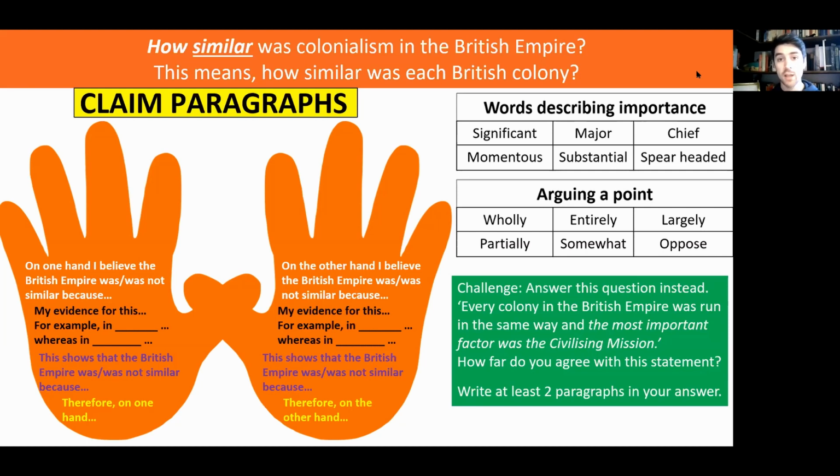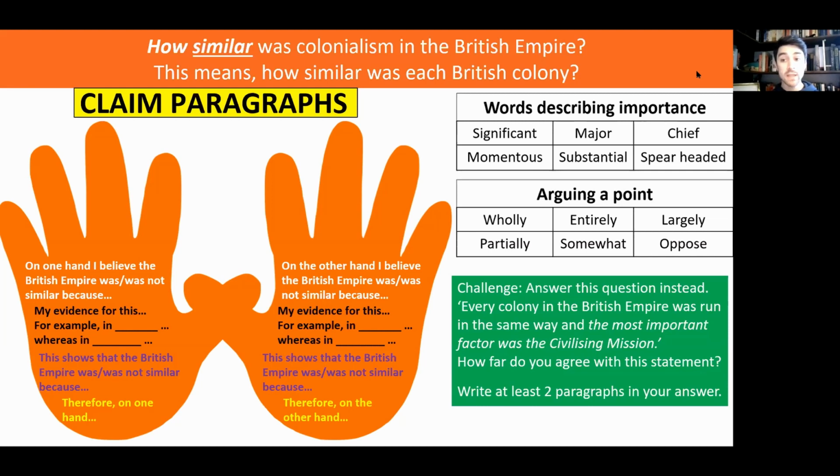Some of you, though, might like to challenge yourself and answer a slightly trickier question. And it's in the green box. Every colony in the British Empire was run in the same way, and the most important factor was the civilizing mission. How far do you agree with this statement? This is a statement question. It's similar to the style of questions we might see at GCSE. Now, again, you might want to give a balanced argument here by using the sentence starters on one hand, on the other hand, and writing 2 paragraphs.